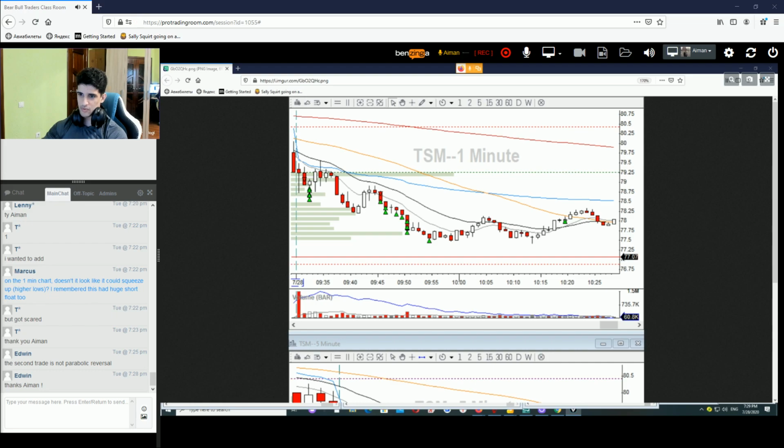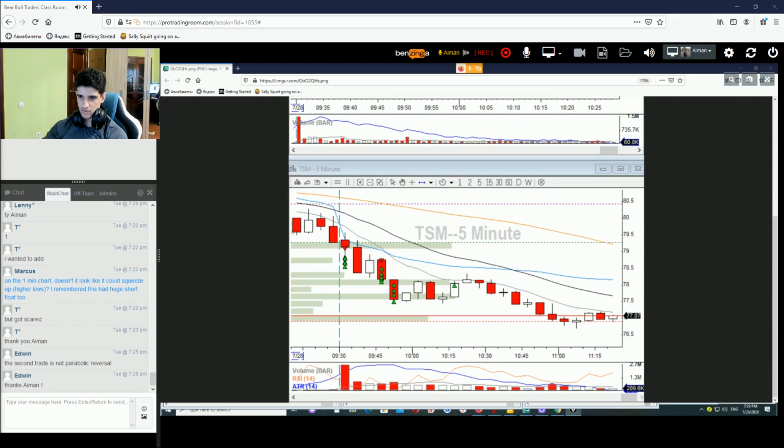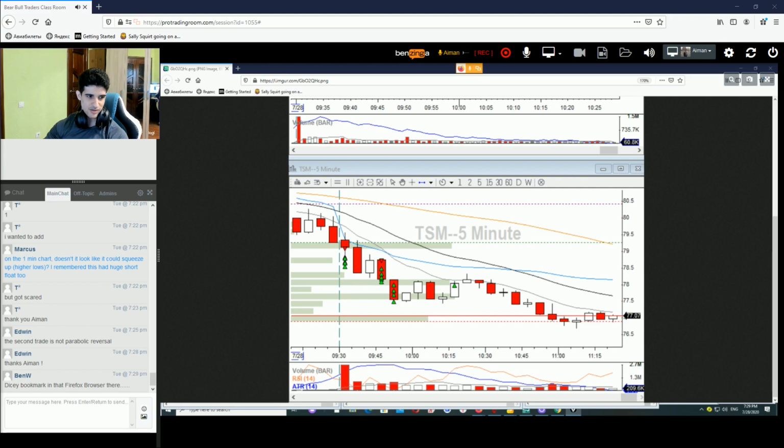Why wouldn't I be interested in taking it to the long side here? Definitely because it's so close to the 9 moving average on the 5-minute chart and close to VWAP. So if I just decide whether I want to take it to the long side or to the short side, it would definitely be a short for me.